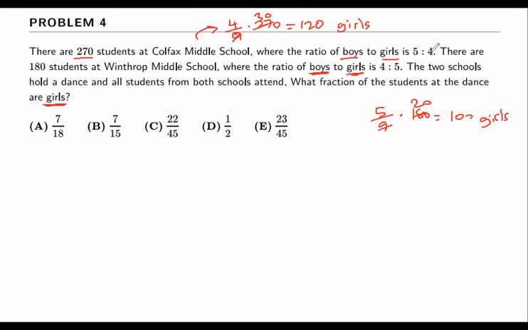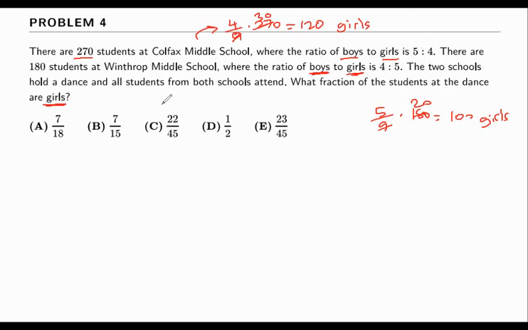You can say 5 parts will be boys, 4 parts will be girls, a total of 9 parts. Then you can divide this by 9, which is 30, which means each part will be 30. Then you multiply by 4 to get 120, and you can do the same thing with the second part. But I think using the fraction is way better because you don't have to do the longer way, okay? So 100 girls in the second school and 120 in the first school.